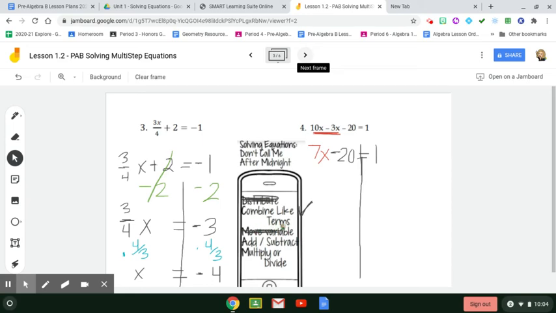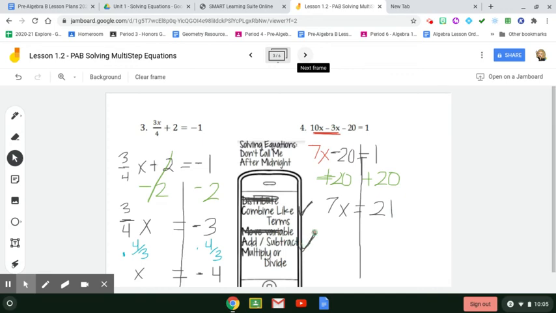But if I cover up that 7 that's in front of the x, I do see something that I might need to get rid of through addition or subtraction. So how do you get rid of that minus 20? You're going to add 20 to both sides. So if I do that, what am I left over with? 7x equals 21. So I did this step.